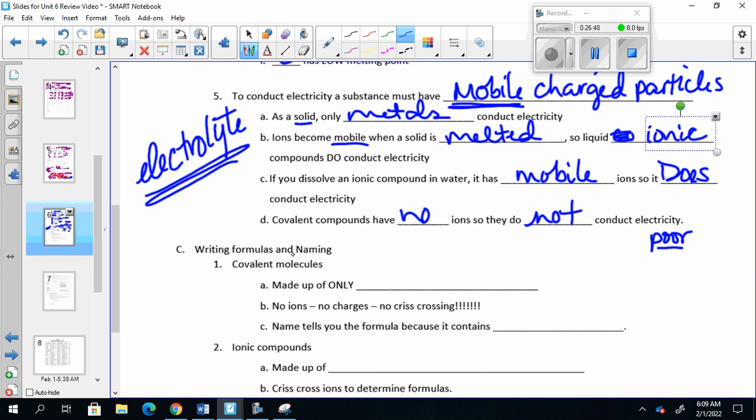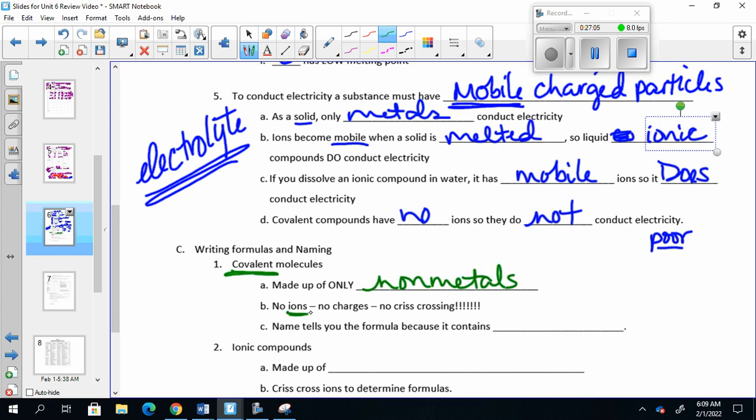All right, writing formulas and names. So we did spend a lot of time this unit working on naming and writing formulas. So if we have a covalent molecule, then it is made up of only nonmetals.